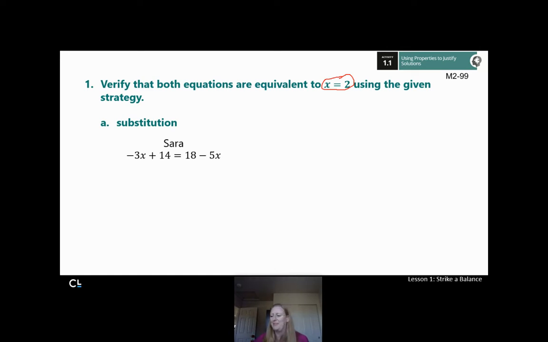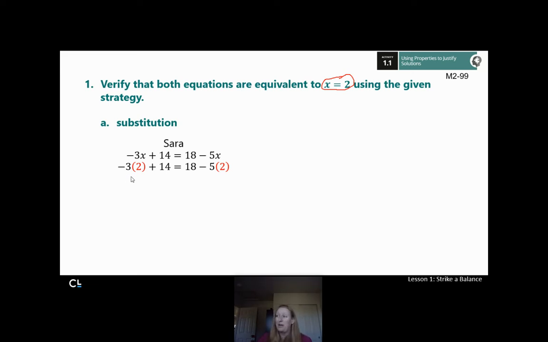All right, guys. How'd you do? So I went ahead and I plugged in a 2. So I was like, okay, x equals 2. So that means instead of negative 3x, I can do negative 3 times 2. And instead of negative 5x, I can do negative 5 times 2. So I plugged those in.